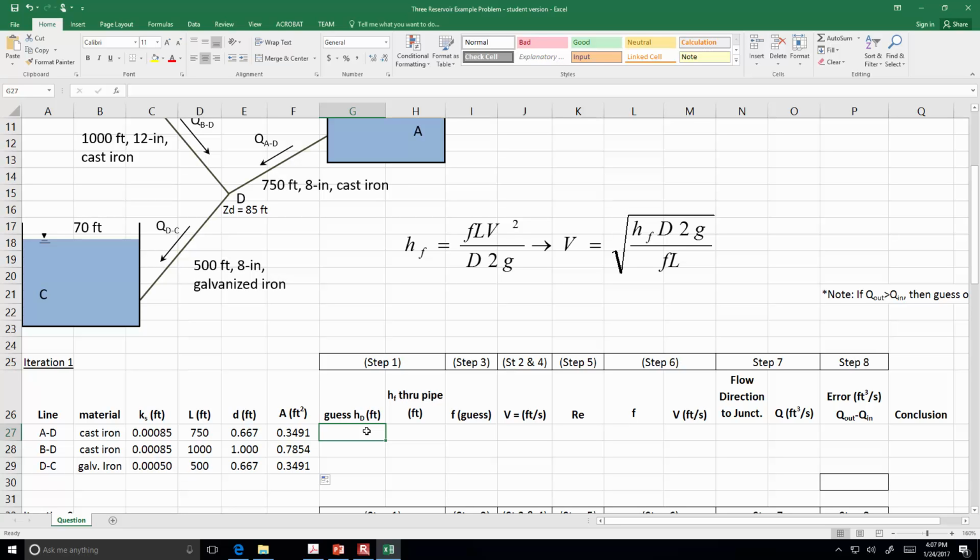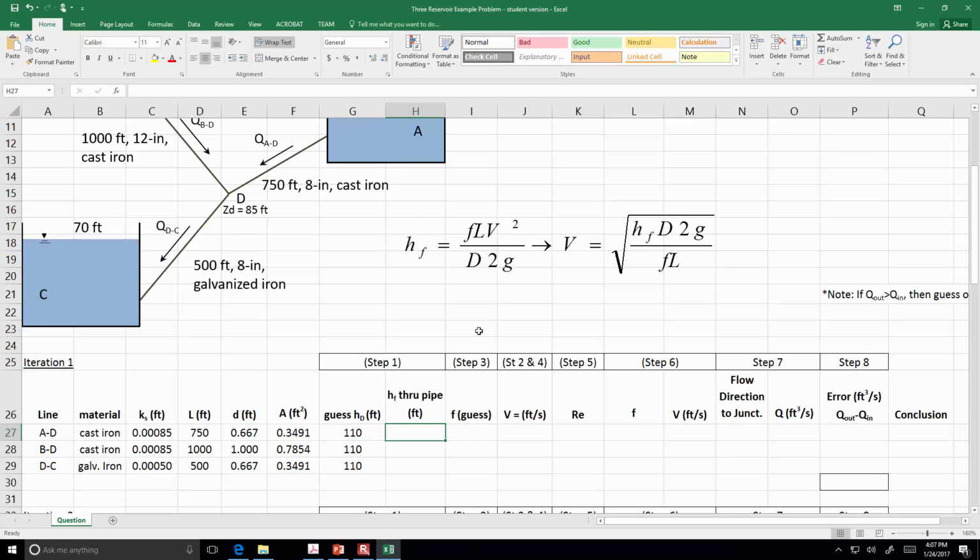All right. So our guess value of the head at D. Let's do that same 110 feet that was in the paper calculations. So let's say 110 feet, and then I'm going to have it just look up here at my first value rather than typing that in. Okay, so 110 feet.